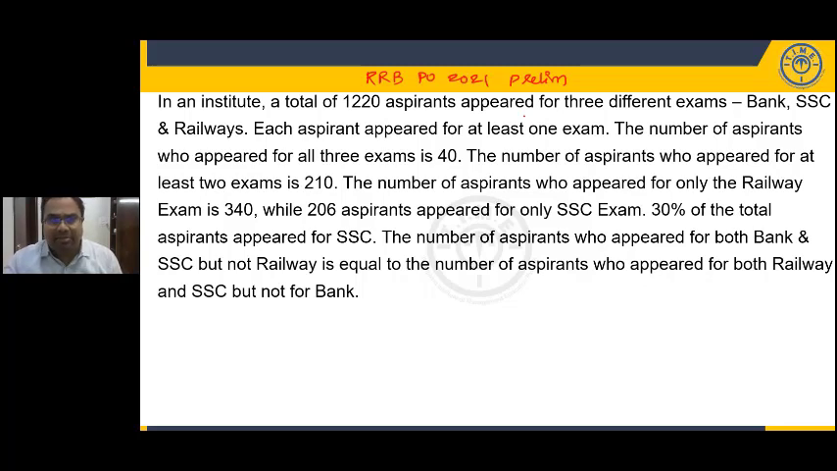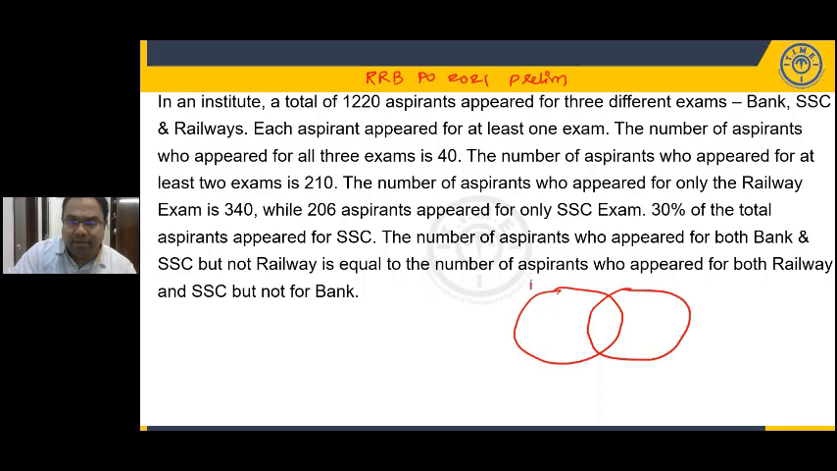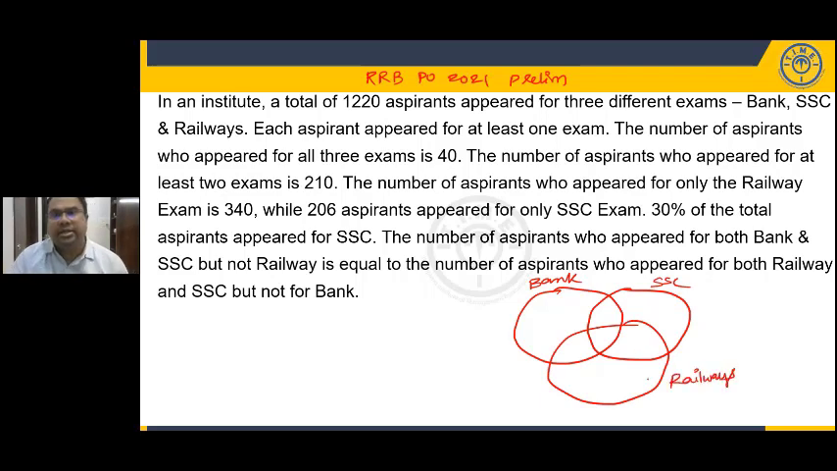Right? So take some time. This is the entire information. You have to take a Venn diagram. So they are running 3 different exams now: Bank, SSC, railways. Right? So try this. I'll give you 5 minutes. Try this, then we'll listen.